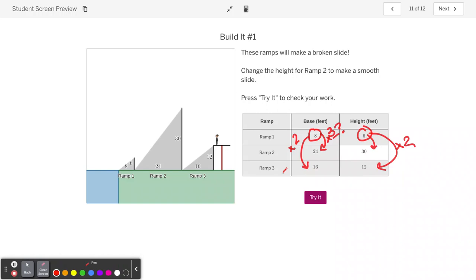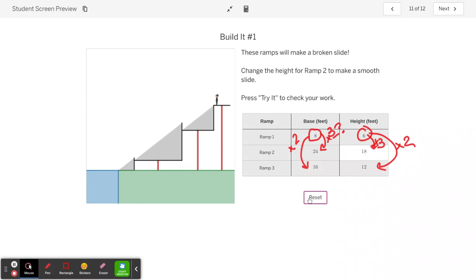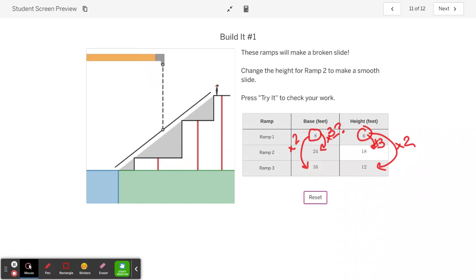So what do I have to do to the 6 now? I have to do 6 times 3. And when I do 6 times 3, I don't get 30. What do I get? I get 18. When I click try it, my little man gets to go down the slide.